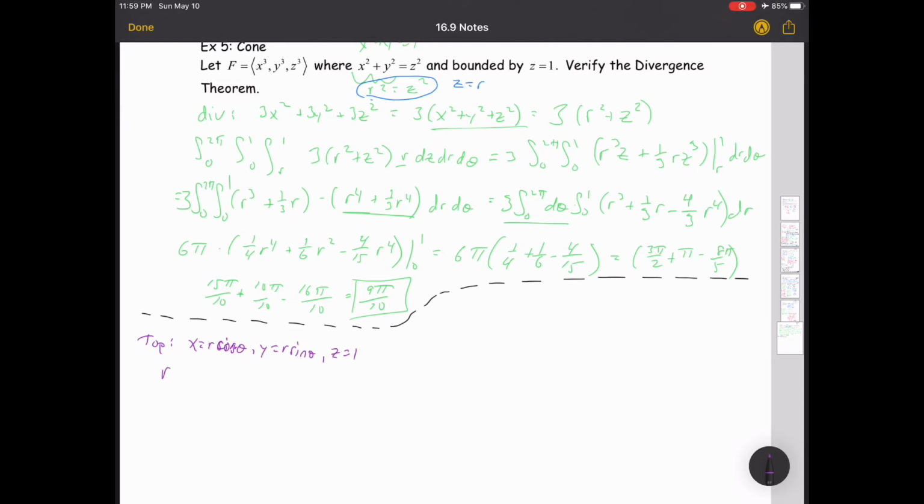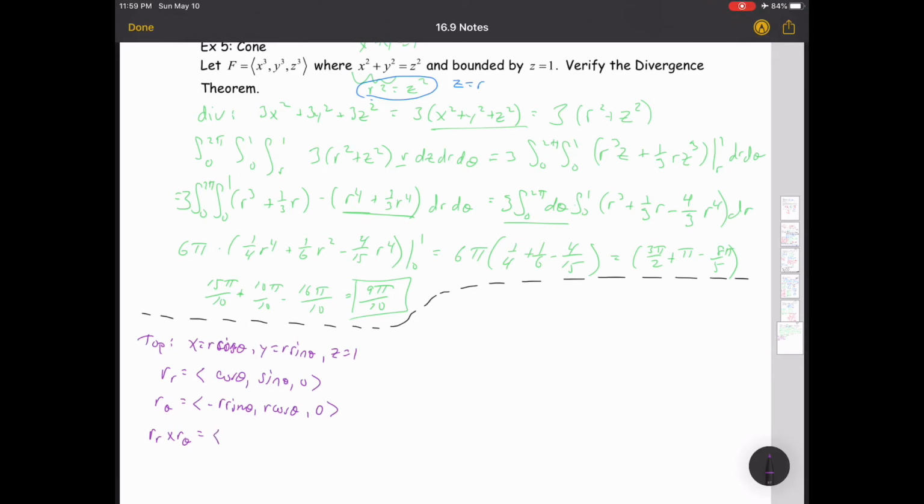Do our partials. So r sub r is going to be cosine theta, sine theta, 0. R sub theta is going to be, let's see, what is that going to be? Negative r sine theta, r cosine theta, and 0. Alright, so the nice thing is, when I do the cross product, now remember we want that z component to be a positive of some kind. It should be pointing upwards.